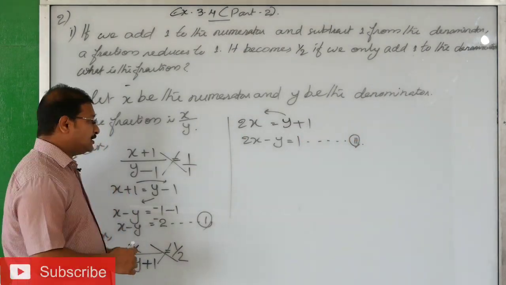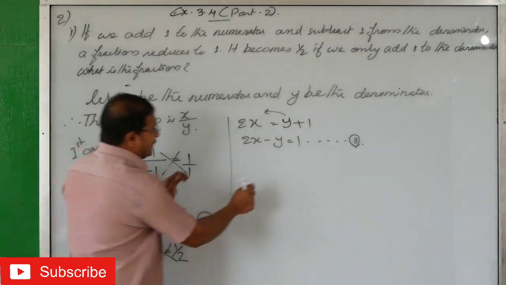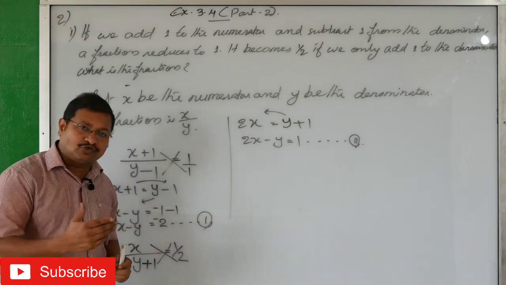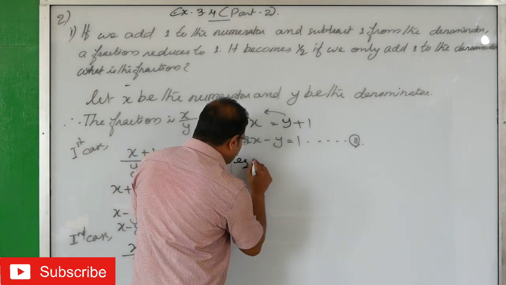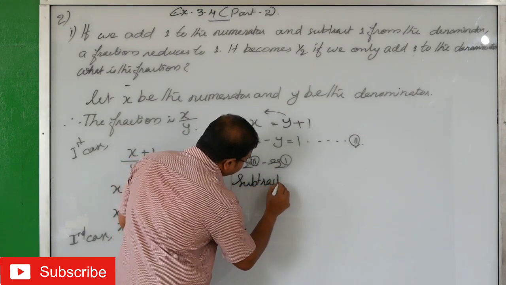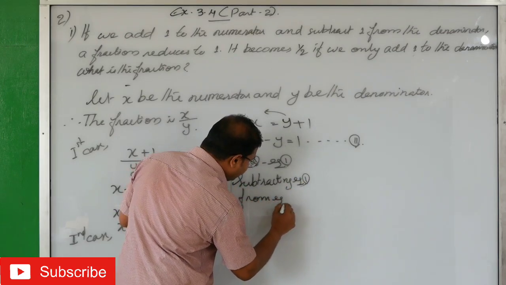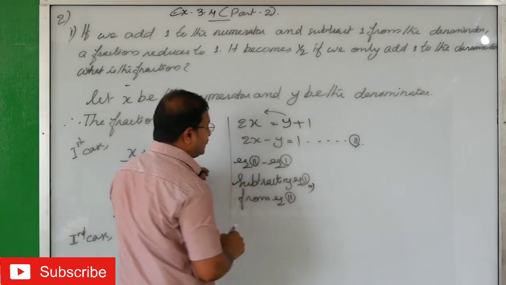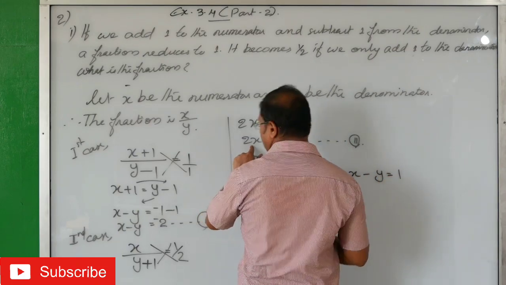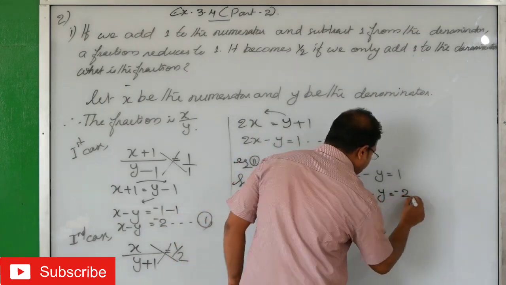Now we will use the elimination method. To do the elimination method, what will you do? See the coefficient of y, here is minus 1. In the second equation, the coefficient of y is minus 1. That means no need to multiply anything. Directly we will subtract. Ready? That means equation 2 minus equation 1. What is the second equation? The second equation is 2x minus y equals 1. The first equation is x minus y equals minus 2.